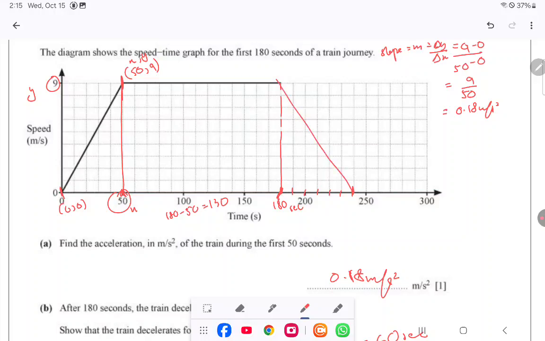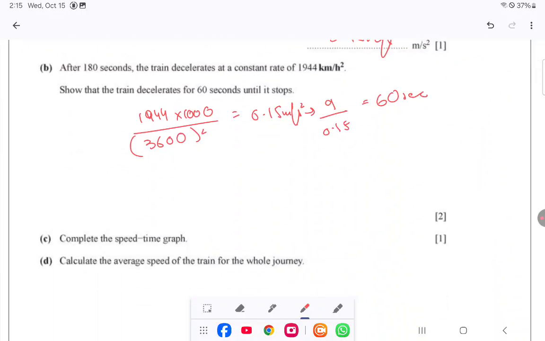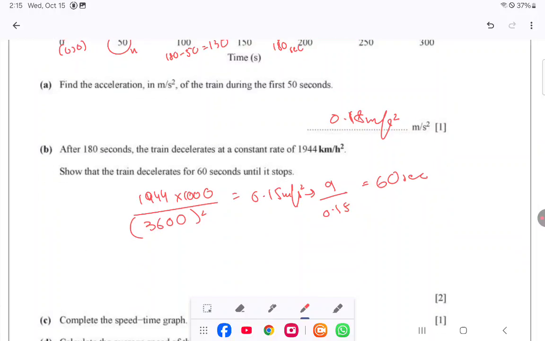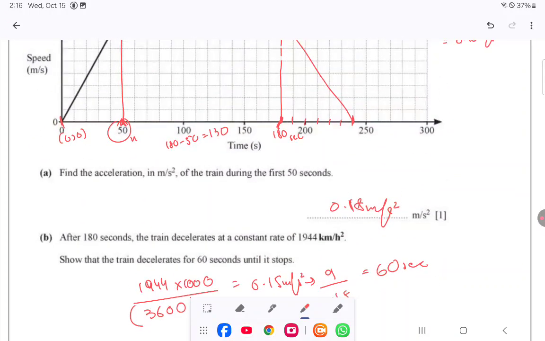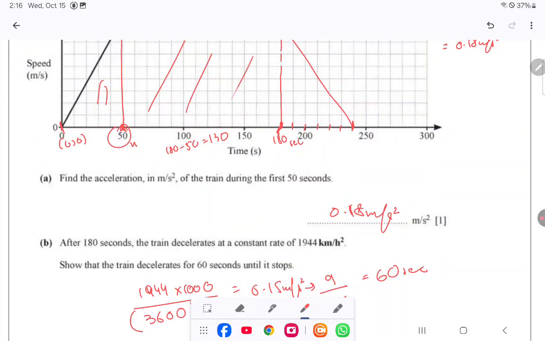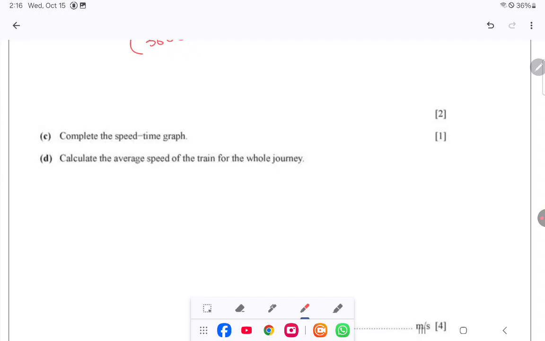So a straight line from here should be made. First we complete the speed time graph. Now we have to calculate the average speed of the train for the whole journey. We have to calculate the area under the curve. So first we write our first triangle, which is one half times 90 by 50, plus our rectangle 130 into 9, plus our second triangle.